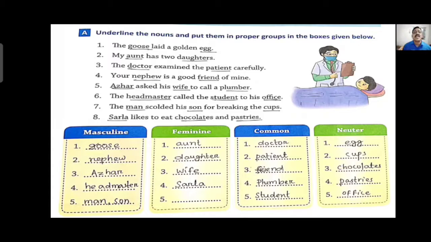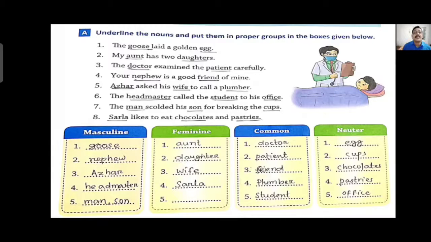Question number 6, the headmaster called the student to his office. Headmaster is male, that's why it is masculine gender. And student can be both male as well as female, so the student is in common gender column. And office is a non-living thing, it is a noun, that's why it is in neuter gender.